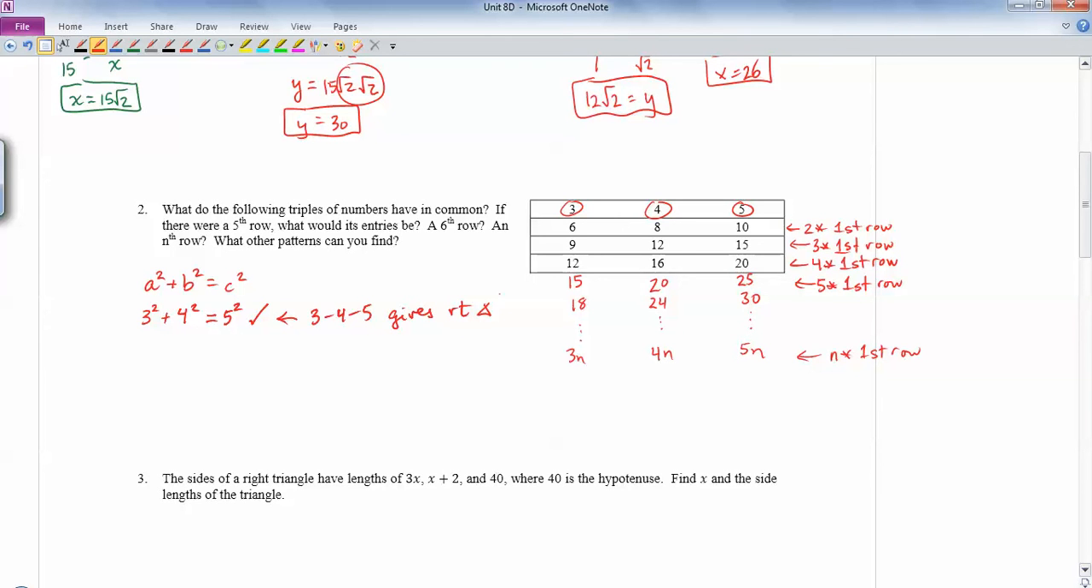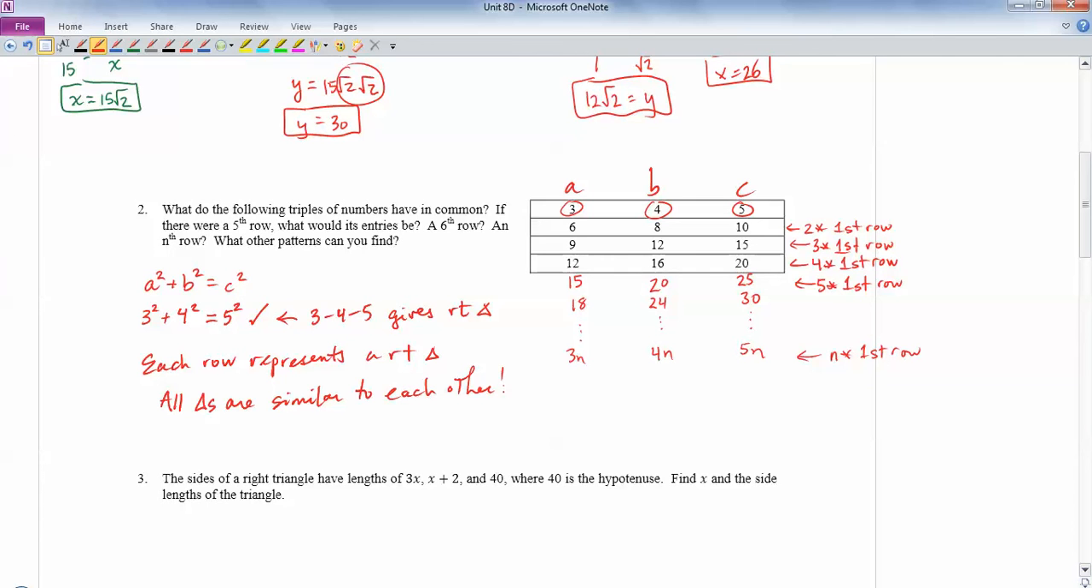Okay. So this is a right triangle. You could take any of these rows and plug them in, and you'll get that it works in Pythag. So all of these are right triangles. Each row represents a right triangle. So this could be A, this could be B, this could be C. And since they're all multiples of the first row, all the triangles are similar to each other. They're all just different proportionate sizes of each other.